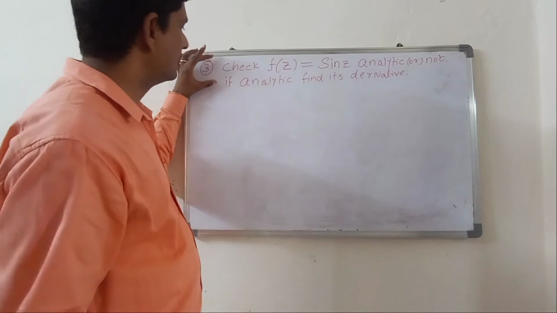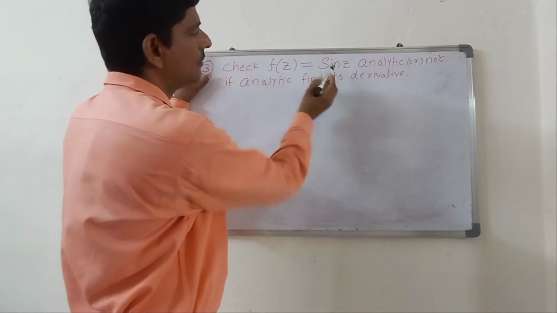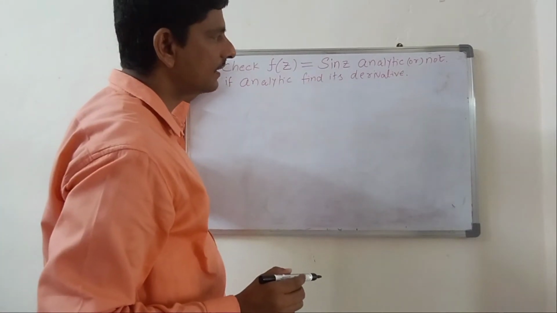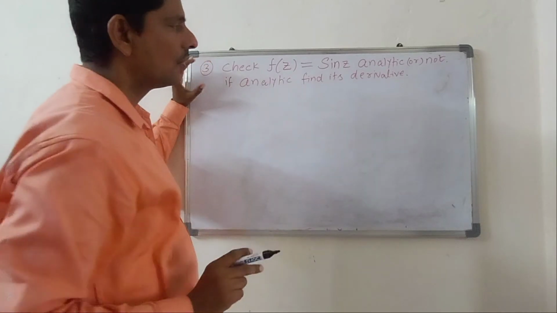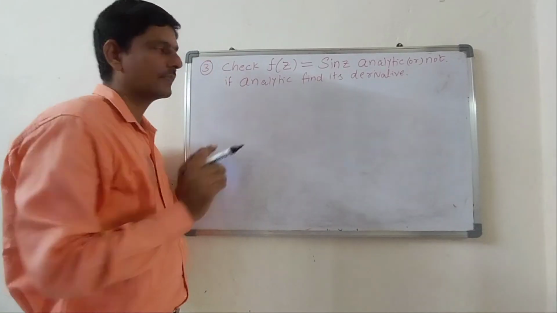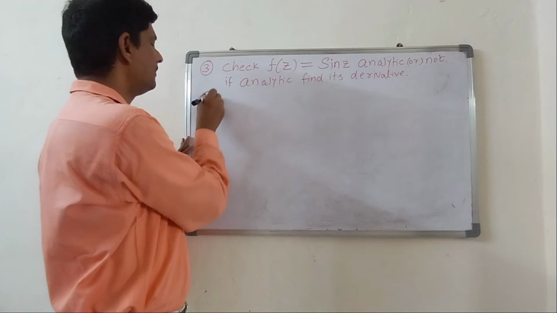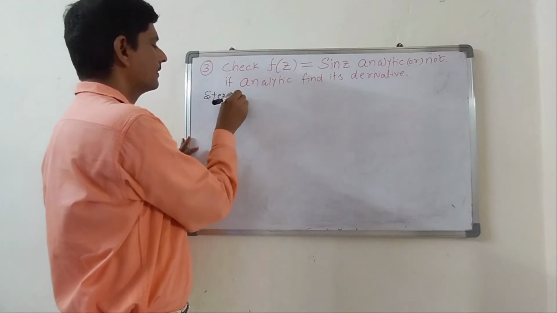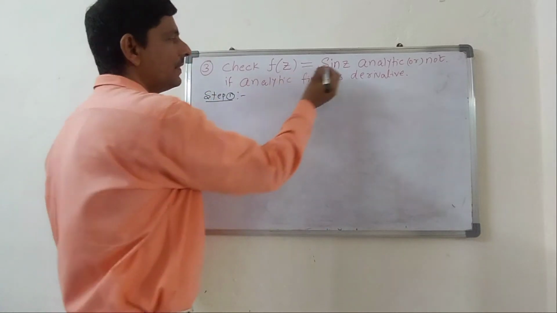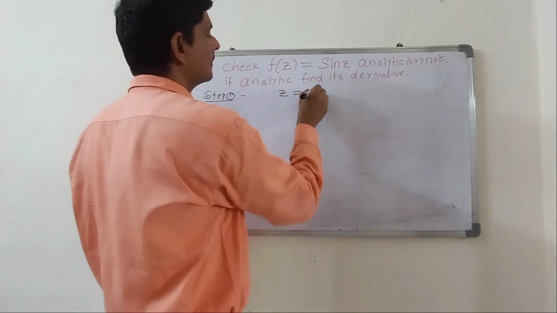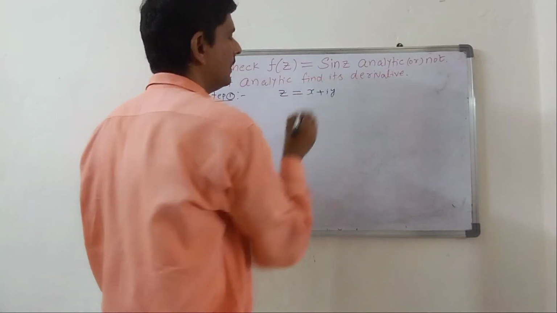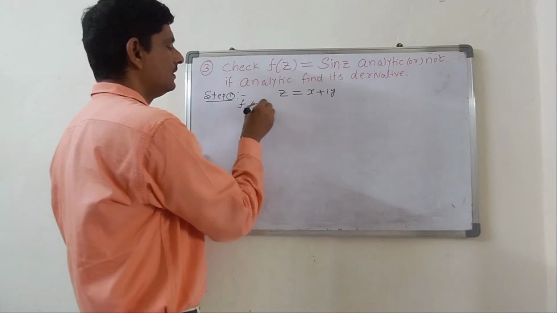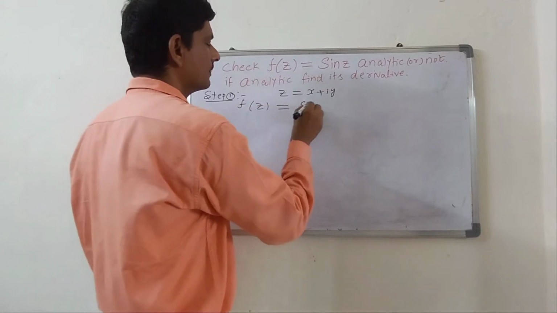Let's discuss this problem. Check f of z equal to sin z, analytic or not. If analytic, find its derivative. Right, as usual, step number 1. What is the step number 1? In the place of z, we have to take x plus iy, because the given function is given in terms of z.